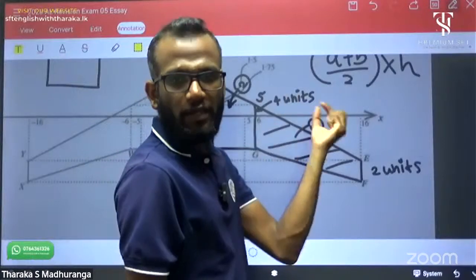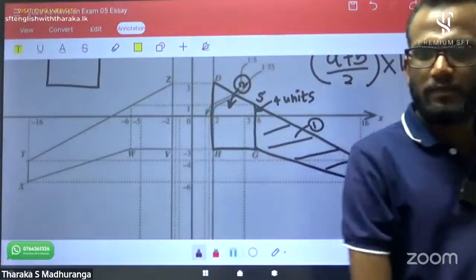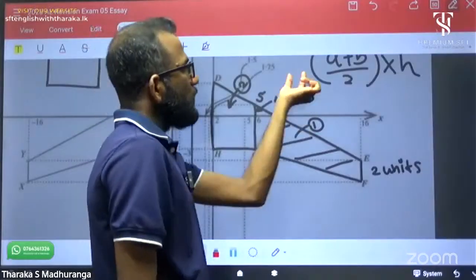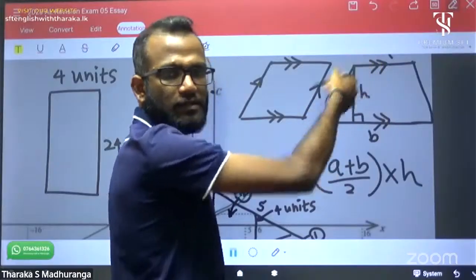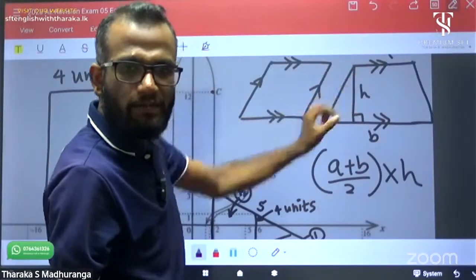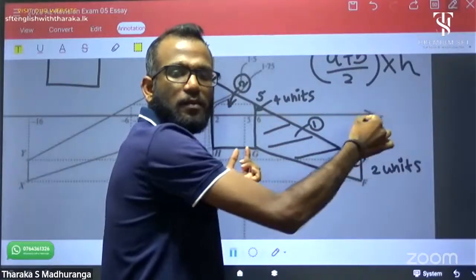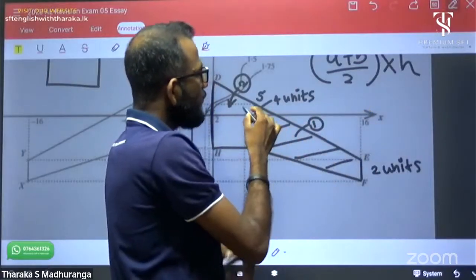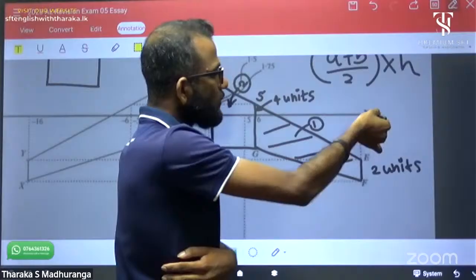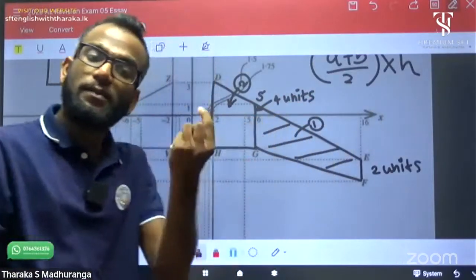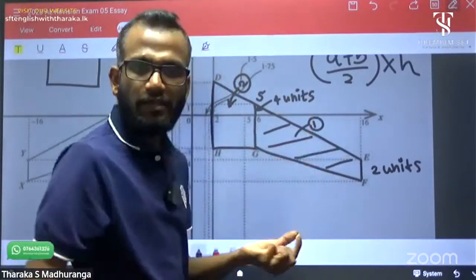The two parallel sides are 2 and 4. So 2 plus 4 divided by 2. Then what is the perpendicular height, h? The perpendicular height means the perpendicular distance between the two parallel sides, right? In this diagram, they are the parallel sides. Then you have to get it on this axis. The x-axis value here is 6 and the EF points' x-axis value is 16. Then you can get the perpendicular height. It's 16 minus 6, which is 10.